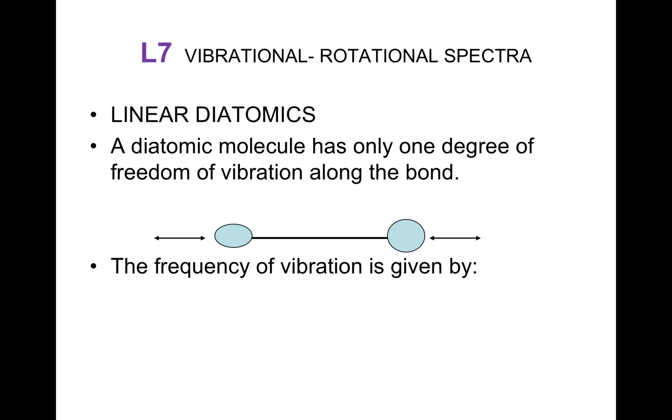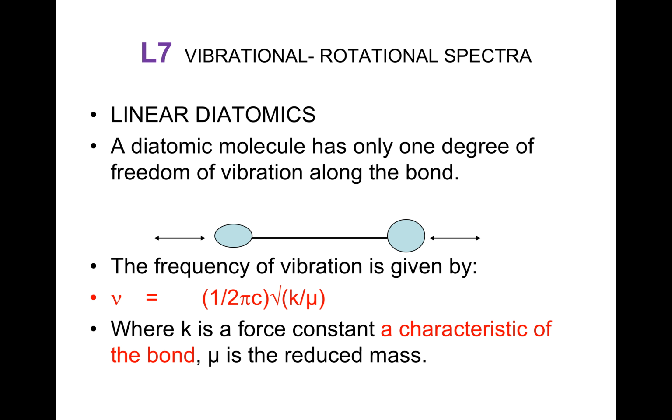The frequency of vibration is given by nu is equal to 1 over 2 pi c, times the square root of k over mu, where k is a force constant, a characteristic of the bond. Mu is the reduced mass as usual.